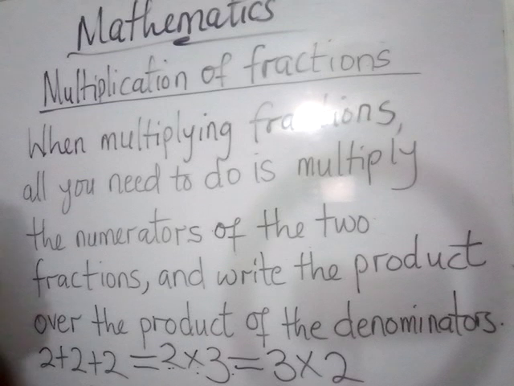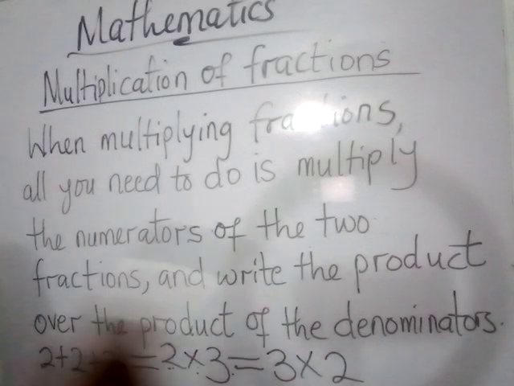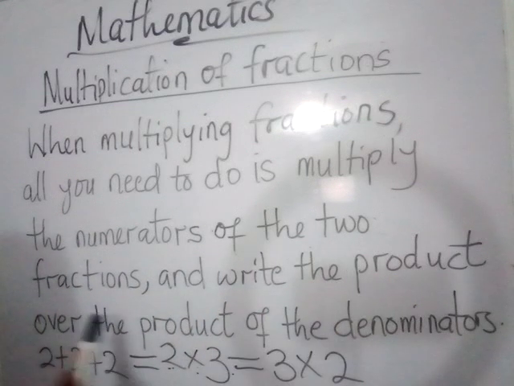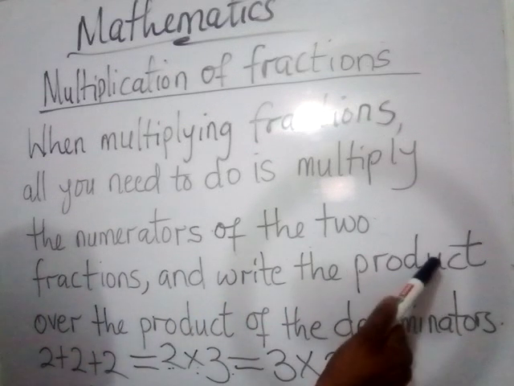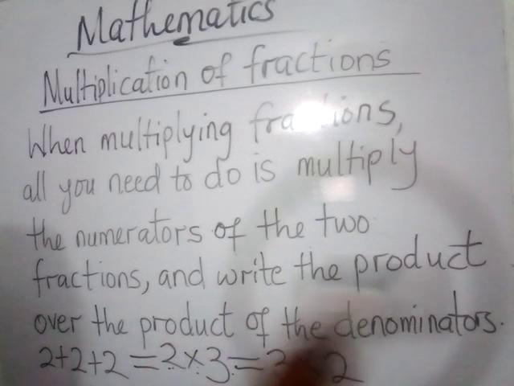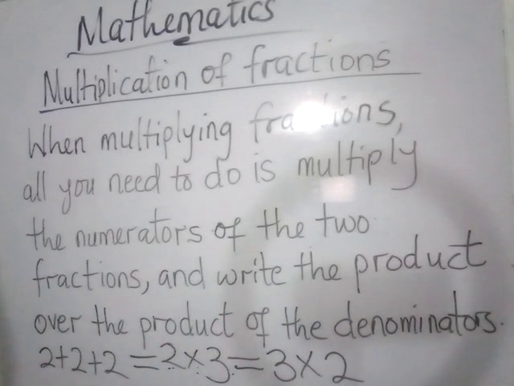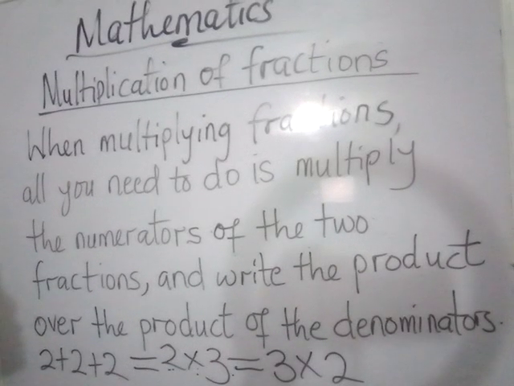You do the same thing. So numerator times numerator over denominator times denominator. That's what this whole thing is just trying to explain. So what you need to do is multiply the numerators of the two fractions and write the product. Product is the answer you get. And write the product over the product of the denominators. Okay? So we're going to look at some examples so you understand more clearly what I'm explaining.